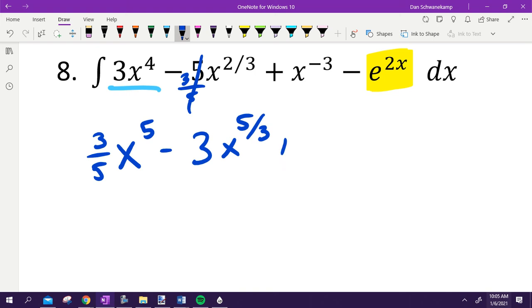It gets us negative 3. Great. And then we've got x to the -3. So I'm doing x to the -3. Maisie, what's your new exponent going to be? -2. And then you've got to divide by your new exponent. So what's your new leading coefficient going to be? Wonderful. -1/2 because you're dividing by -2. And then we get to this last one, -e to the 2x. It's going to be negative because the negative is going to stay there.